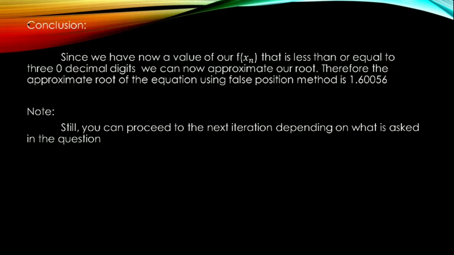Conclusion: since we now have a value of f(xn) that is less than or equal to 3 decimal digits, we can now approximate our root. Therefore, the approximate root of the equation using the false position method is 1.60056.